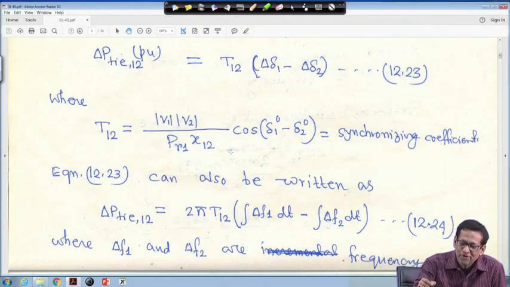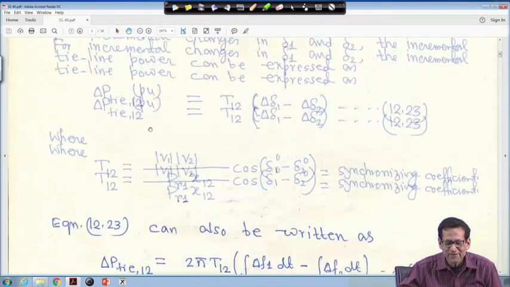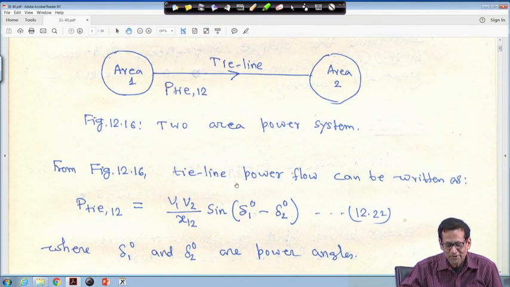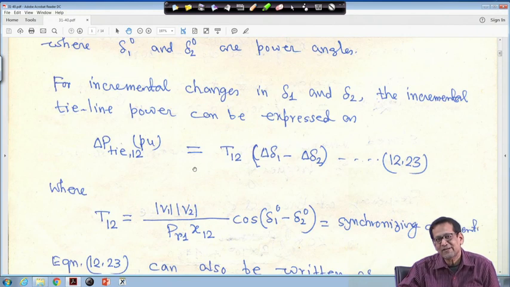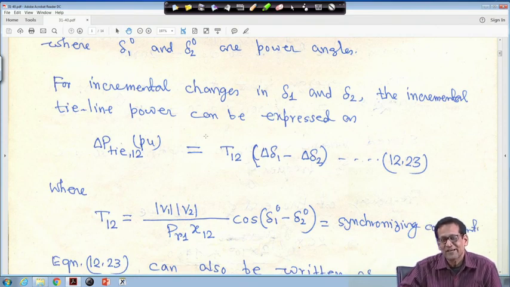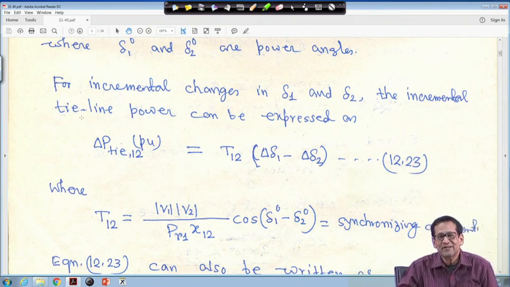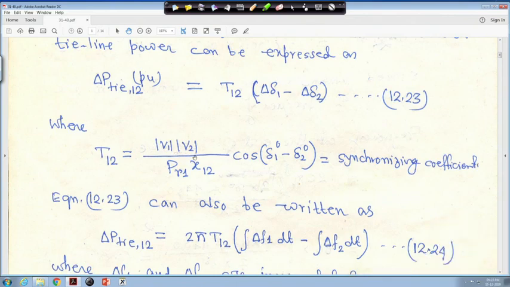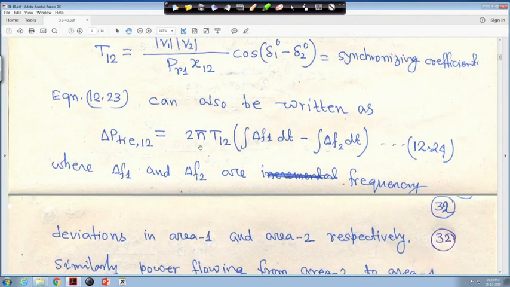Okay. So all these things have been derived, whatever has been given here. The derivations were not given, so I thought I should derive them. Only thing is that your pen is a little bit thicker, but I hope you have understood and can easily do it on your own. This is the synchronizing coefficient, and therefore delta P tie 1 2 we also derive.